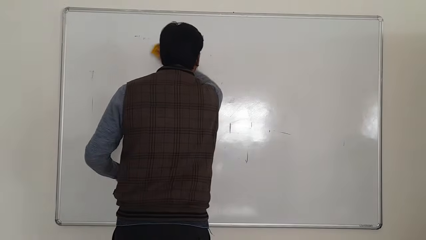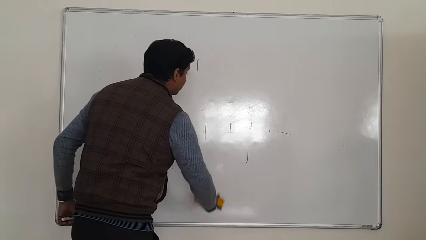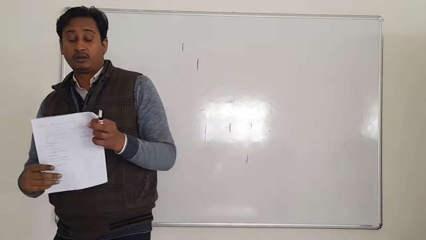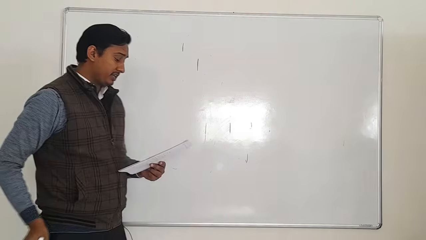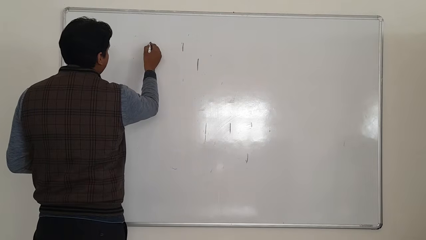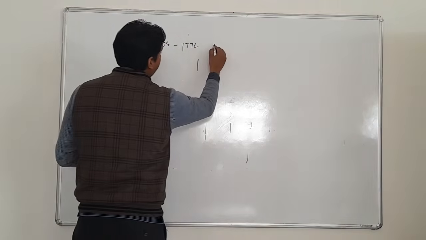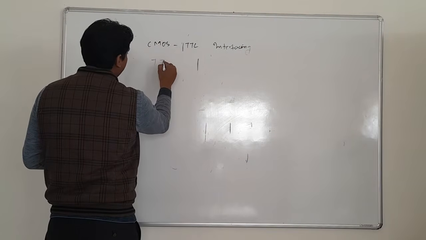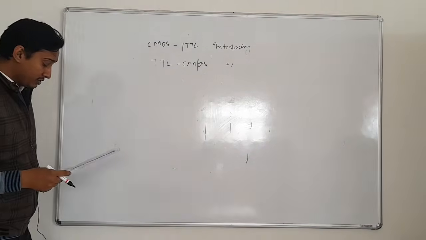I will draw two circuits. With these two circuits, you will understand what interfacing is between the DSD and the digital system circuit. I've already told you we are discussing interfacing, so let me read some points. Suppose there are two types of interfacing basically: CMOS to TTL interfacing and TTL to CMOS interfacing.